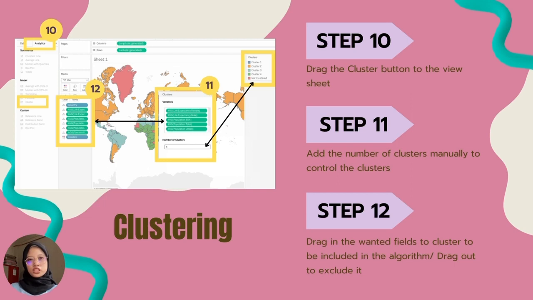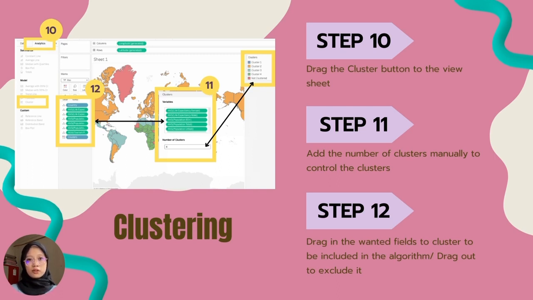Okay, we can proceed to cluster our dataset. So firstly, you need to click on the analytics pane and drag the cluster onto the view so that the dataset will be clustered by Tableau automatically. Although Tableau can automatically decide the number of clusters to be created, we ourselves can also control the number of clusters and what variables we want to compute for the clustering, as shown in step 11.